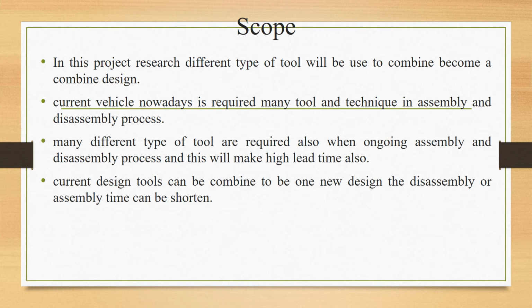For the scope, in this project research, different types of tools will be used to become a combined design. Current vehicles nowadays require many tools and techniques in the assembly and disassembly process. Many different types of tools are required during the ongoing process, and this will make a high lead time also. Hence, current tool designs can be combined into one new design, so the disassembly or assembly time can be shortened.